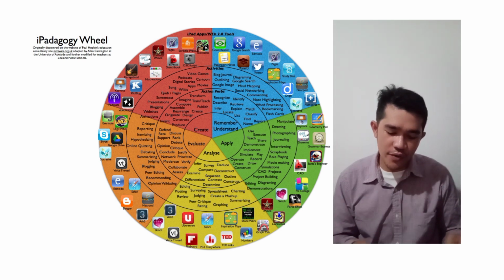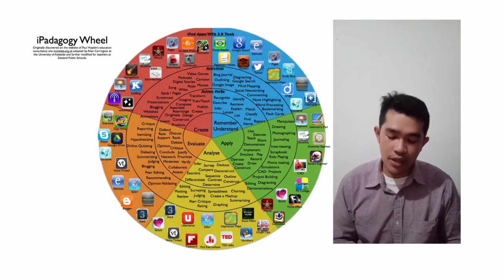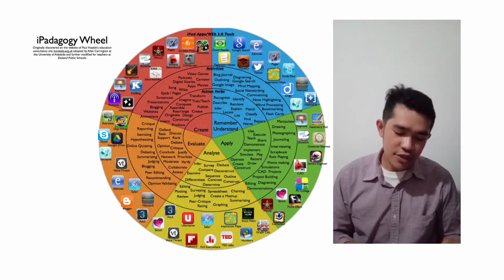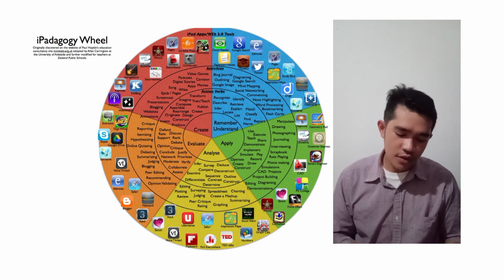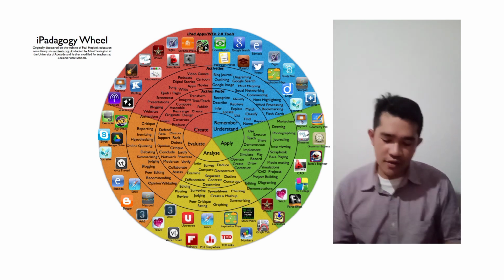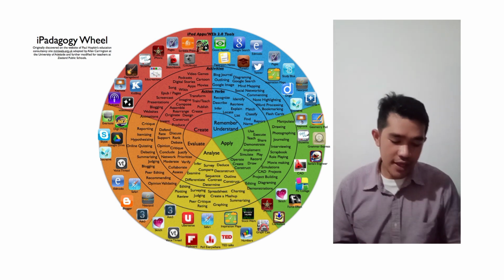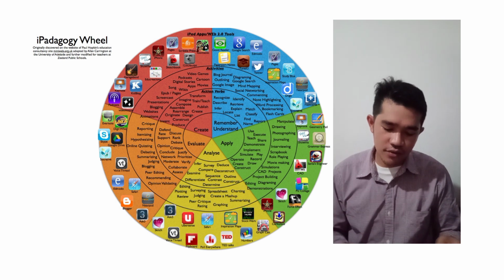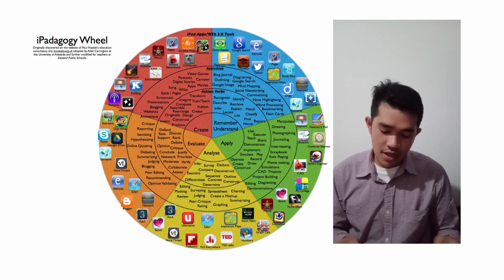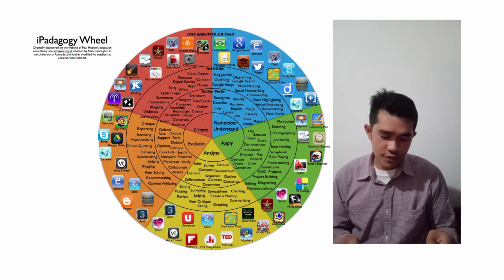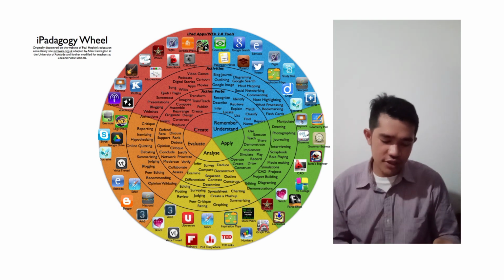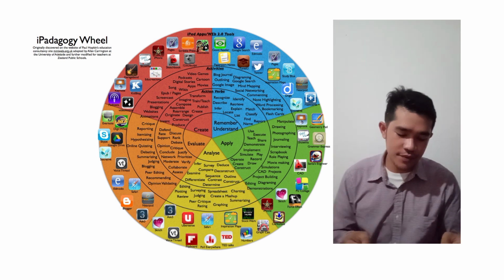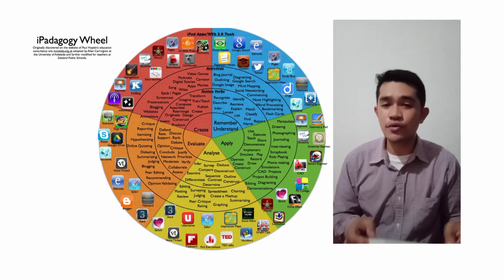And last, we have the create section of our wheel, which has apps like GarageBand and iMovie, where they're creating. They can make songs, they can make podcasts, and we have a ton of activities in there. We have action verbs where they can create things to show what they're learning. So we have your action verbs, just like in Bloom's taxonomy.